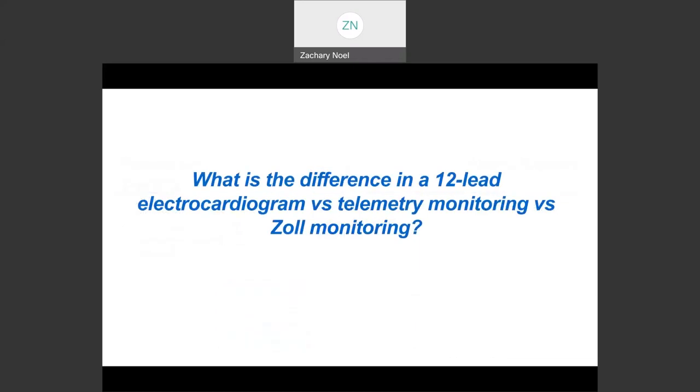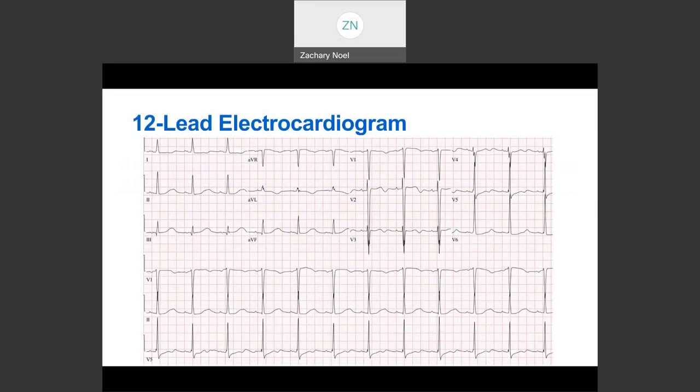All right, so I want to start by asking what's the difference in a 12-lead ECG versus telemetry monitoring versus ZOL monitoring? So I'm going to show you a picture of each of these, and we'll walk through what some of the differences are.